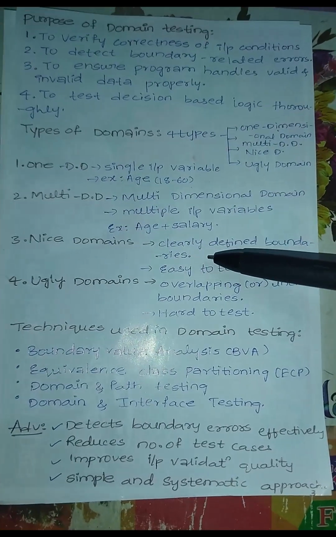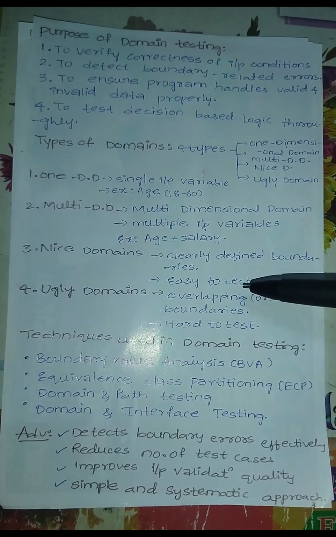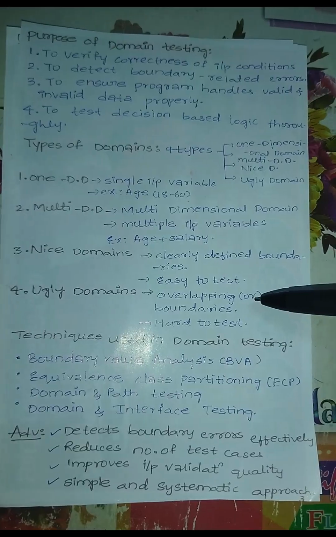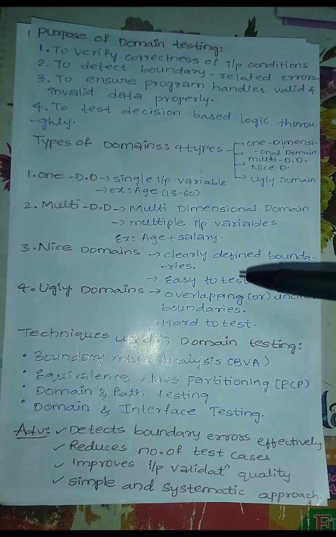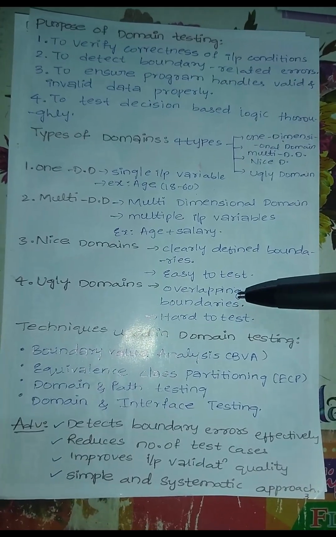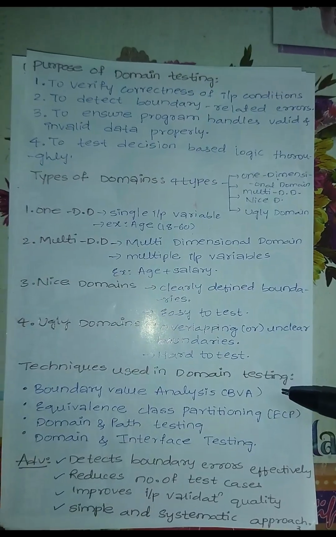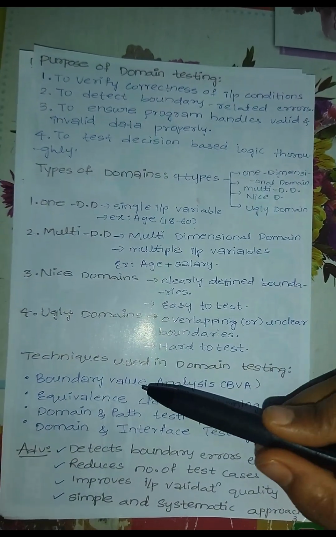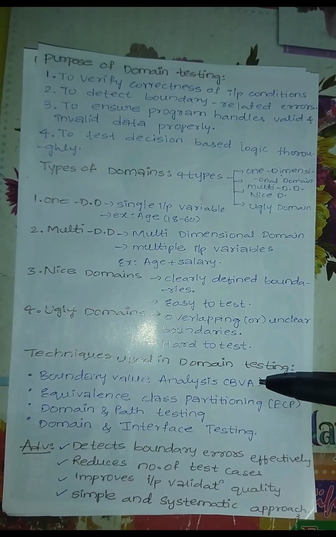Nice domain has clearly defined boundary values, and it is easy to test. Ugly domain is complex to test. It is a somewhat confusing type of domain, with overlapping or unclear boundaries, and it is hard to test. Techniques used in domain testing: we have some techniques for testing. Boundary value analysis is a technique used for domain testing.